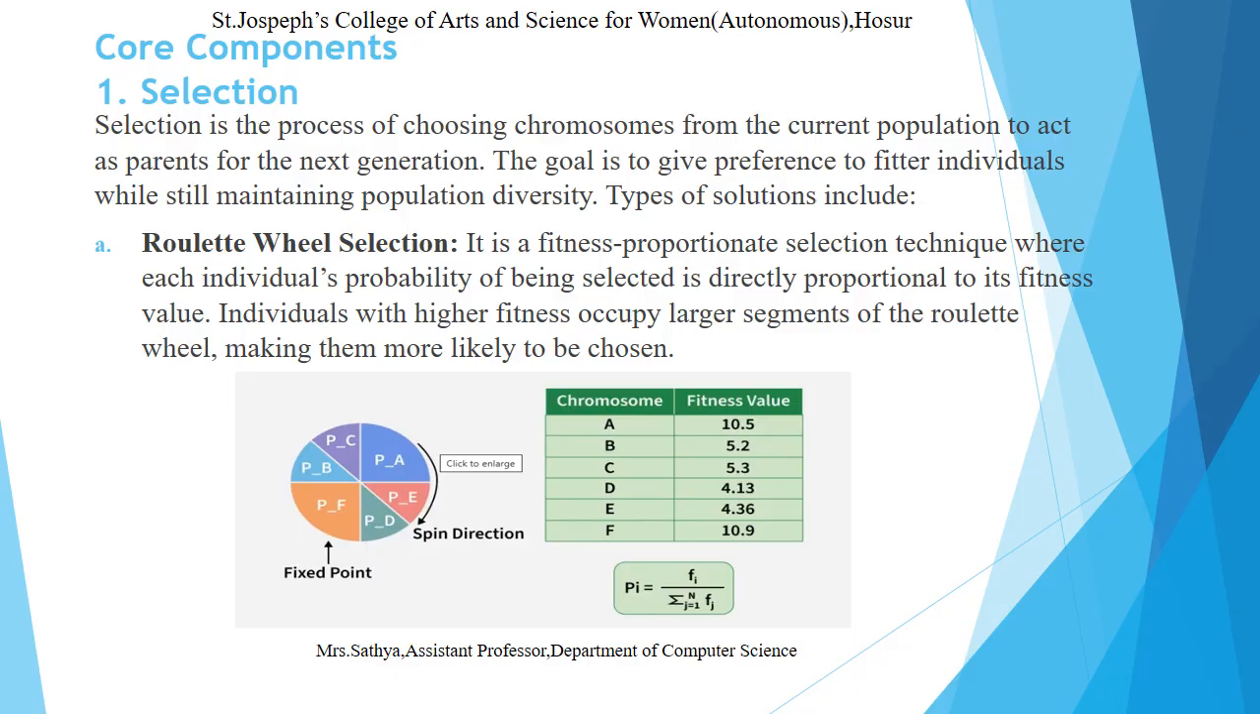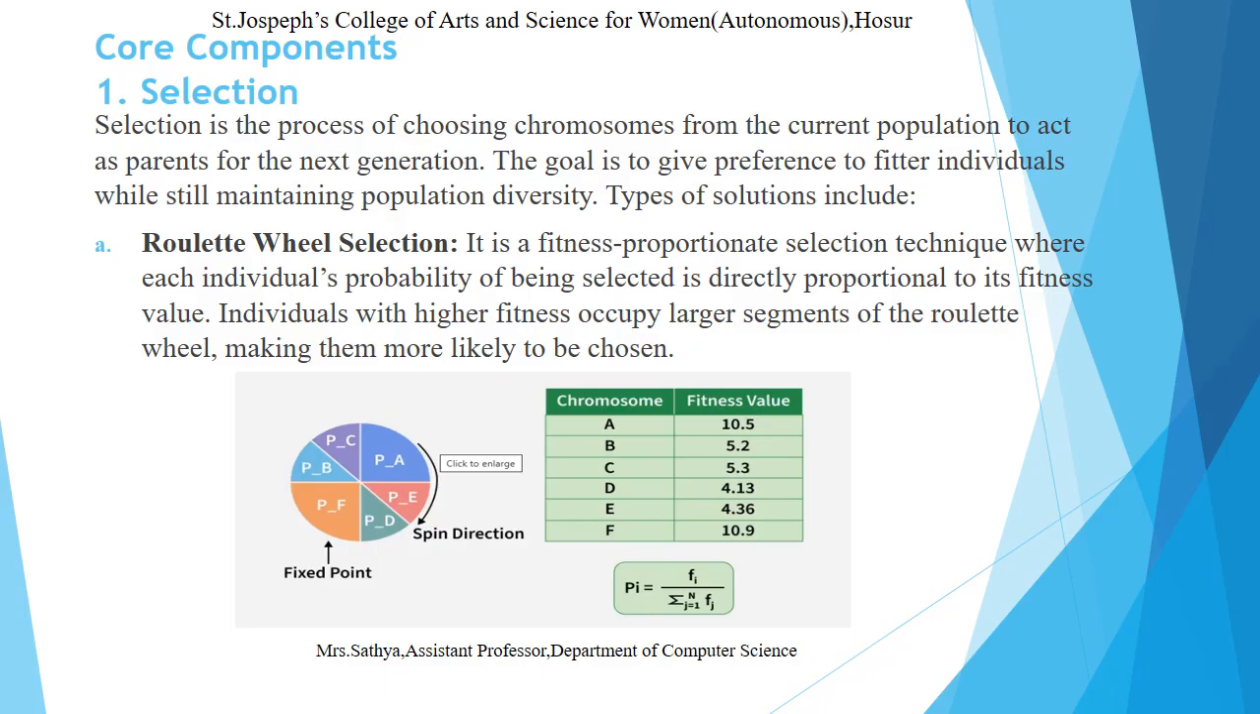Selection is the process of choosing the best chromosomes from the current population to act as parents for the next generation. We have multiple solutions, that means multiple chromosomes, and from them we select the best chromosome to act as a parent for the next generation. In simple terms, we choose the fittest individuals to reproduce.